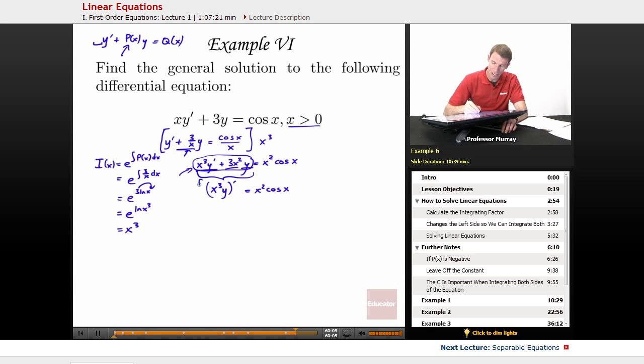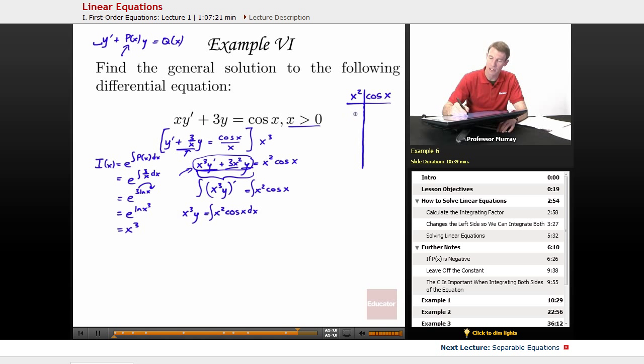And in order to undo that derivative, we want to take the integral of both sides. So we'll get x cubed y, the integral of the derivative is just the original thing, is equal to the integral of x squared cosine x dx. And in order to integrate that, I have to use parts, and I'm going to use my tabular integration trick that I taught you back in the Calculus BC lectures here on Educator.com. You can look this up in those lectures if you like.